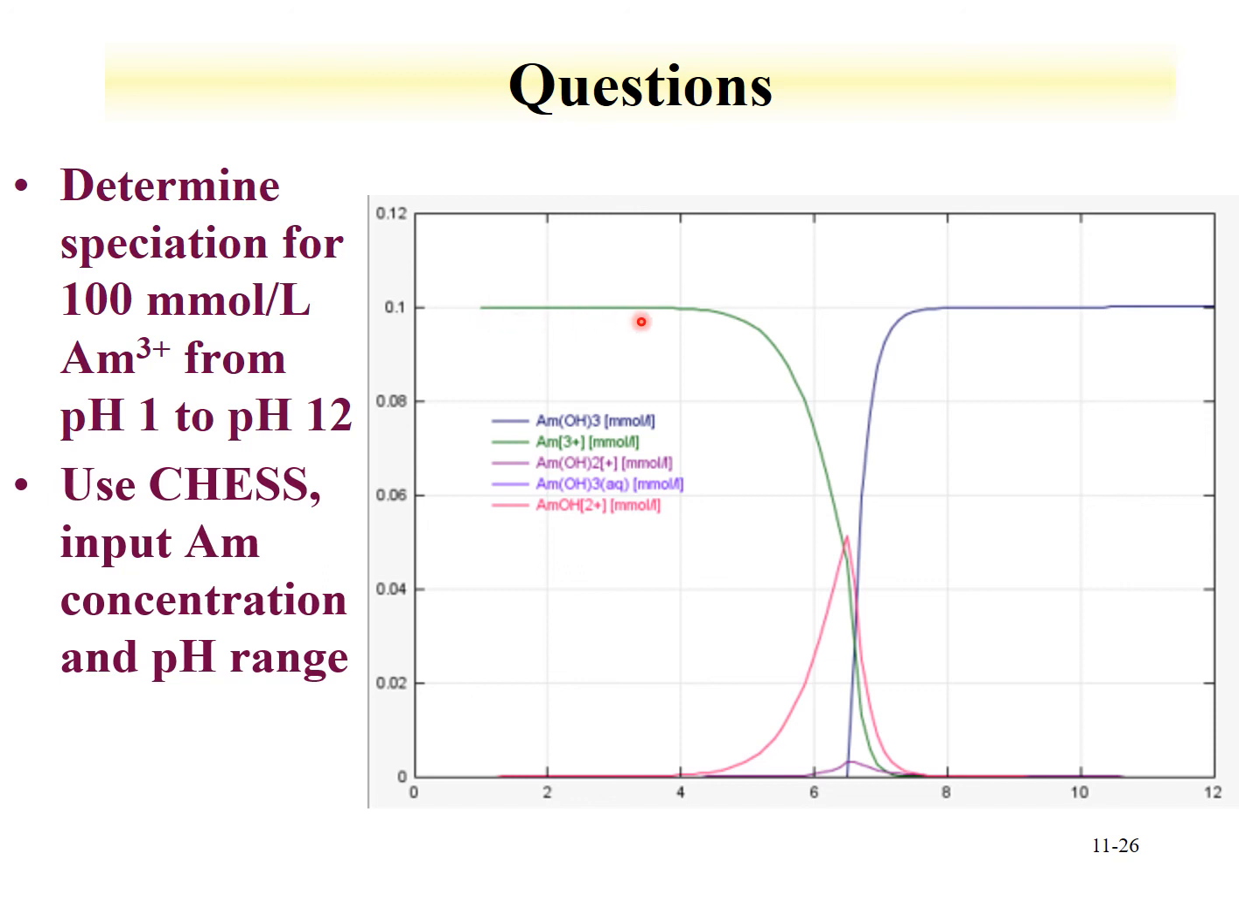As you increase pH, it starts to tail off. You get the monohydroxide forming a little bit of this dihydroxide, and then around pH 7 you start to get the americium trihydroxide formed.